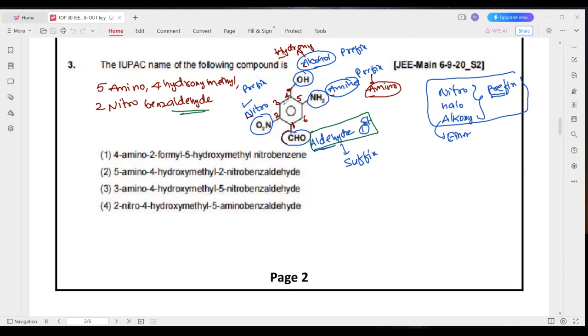So, for the lowest sum rule, for the following, I have gone clockwise, so that 1 plus 2 plus 4 plus 6 will give you the minimum possible number. So first prefixes in the alphabetical order, then word root, then suffix. So this is how you have to name the compounds with more than one functional group.